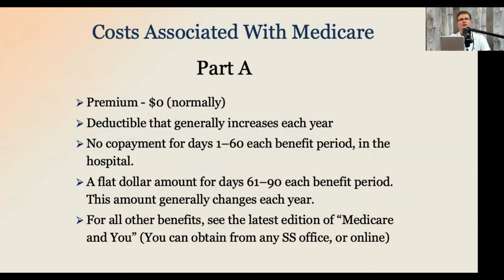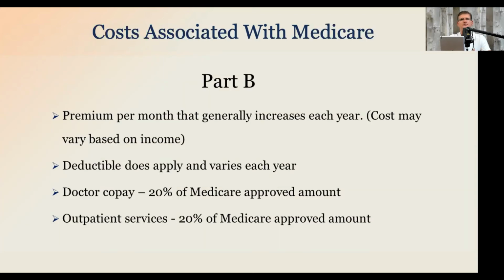Costs associated with Medicare on the Part A. Typically, like I mentioned before, if you've worked and paid in, that premium is usually $0. There's a deductible that goes along with Part A that generally increases each year. There's no copayment for days 1 through 60 each benefit period in the hospital. There's a flat dollar amount for days 61 through 90 for each benefit period, and this amount generally changes each year. For all other benefits, you can see the latest edition of your Medicare and You. If you don't have a copy, you can obtain one from any Social Security office or online.